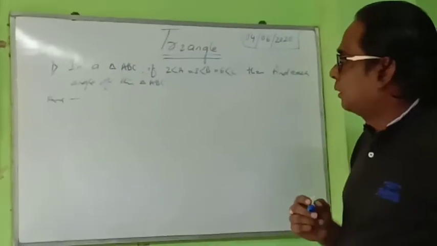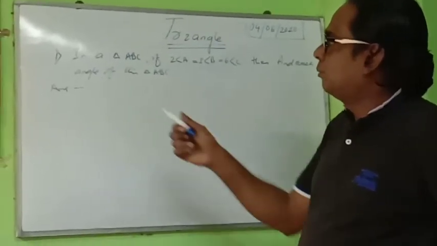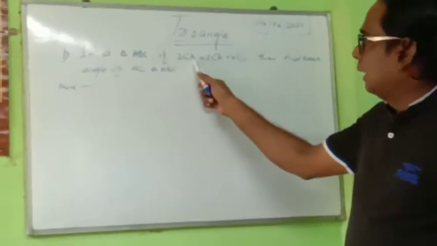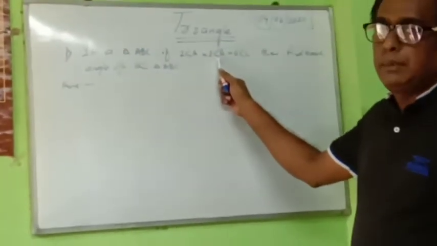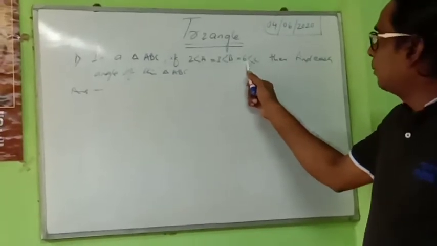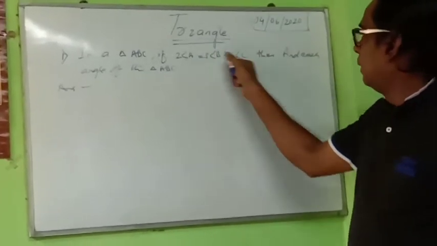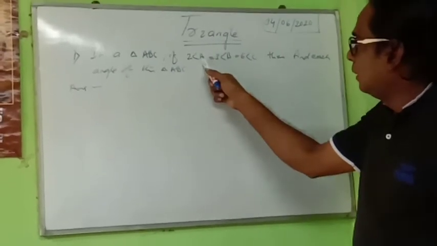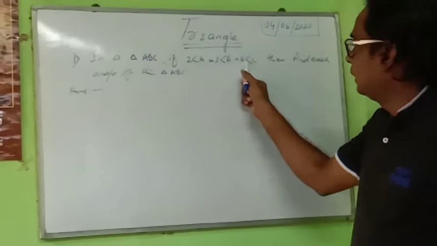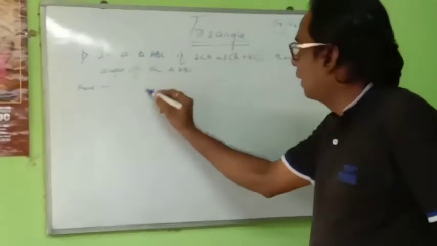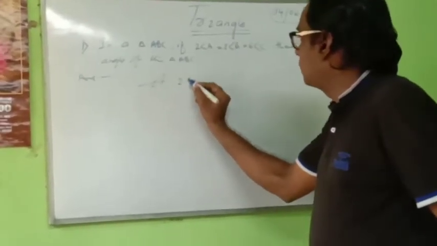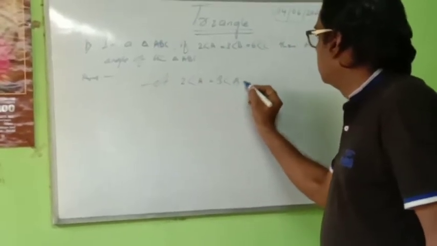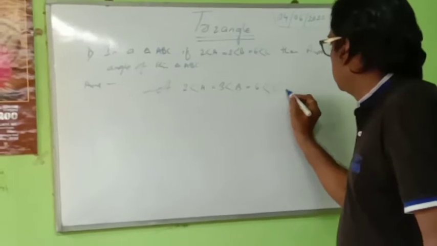See, question number 1 I have taken from the book exercise. In a triangle ABC, if twice of angle A is equal to 3 times of angle B is equal to 6 times of angle C, it is given. And you have to find out the value of each angle of the triangle. Condition given: 2A is equal to 3B is equal to 6C. So let twice of angle A is equal to 3 times of angle B is equal to 6 times of angle C is equal to X.